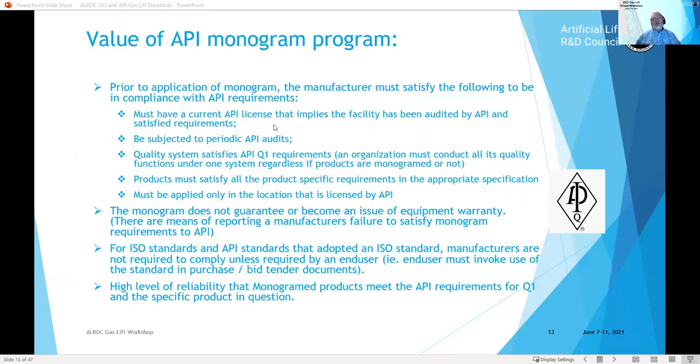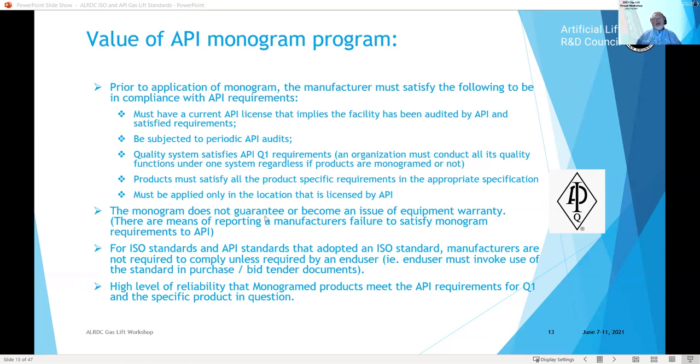Must have a current API license, which implies the facility has been audited by API and satisfies requirements. Must be subjected to periodic API audits. Must have a quality system that satisfies API Q1 requirements. An organization must conduct all of its quality functions under one system, regardless of whether products are monogrammed or not. Products must satisfy all of the product-specific requirements in an appropriate specification. The monogram must be applied only in the location that is licensed by API.